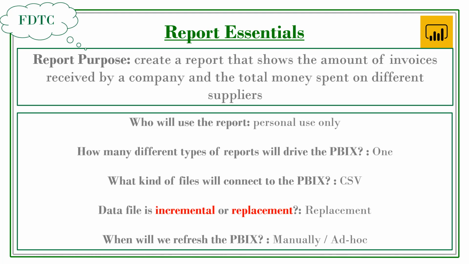The alternative data file type is incremental. This means that in the same example, when we run the same report at the end of May, the data file would only show data from the end of April to the end of May, and we would save this file alongside the previous file showing data from January to April. Now, in terms of when we're going to refresh the PBIX file or the Power BI file, we're only going to do it manually whenever we get new data sets in.